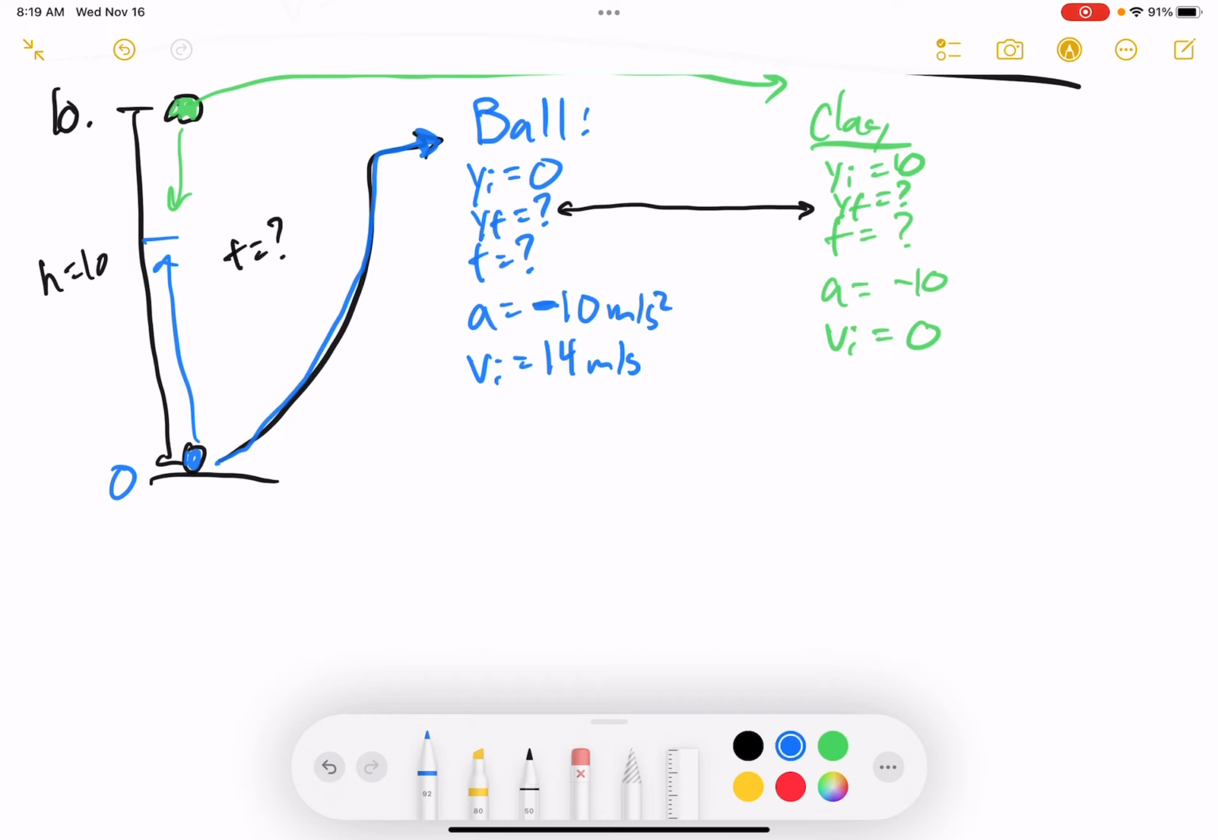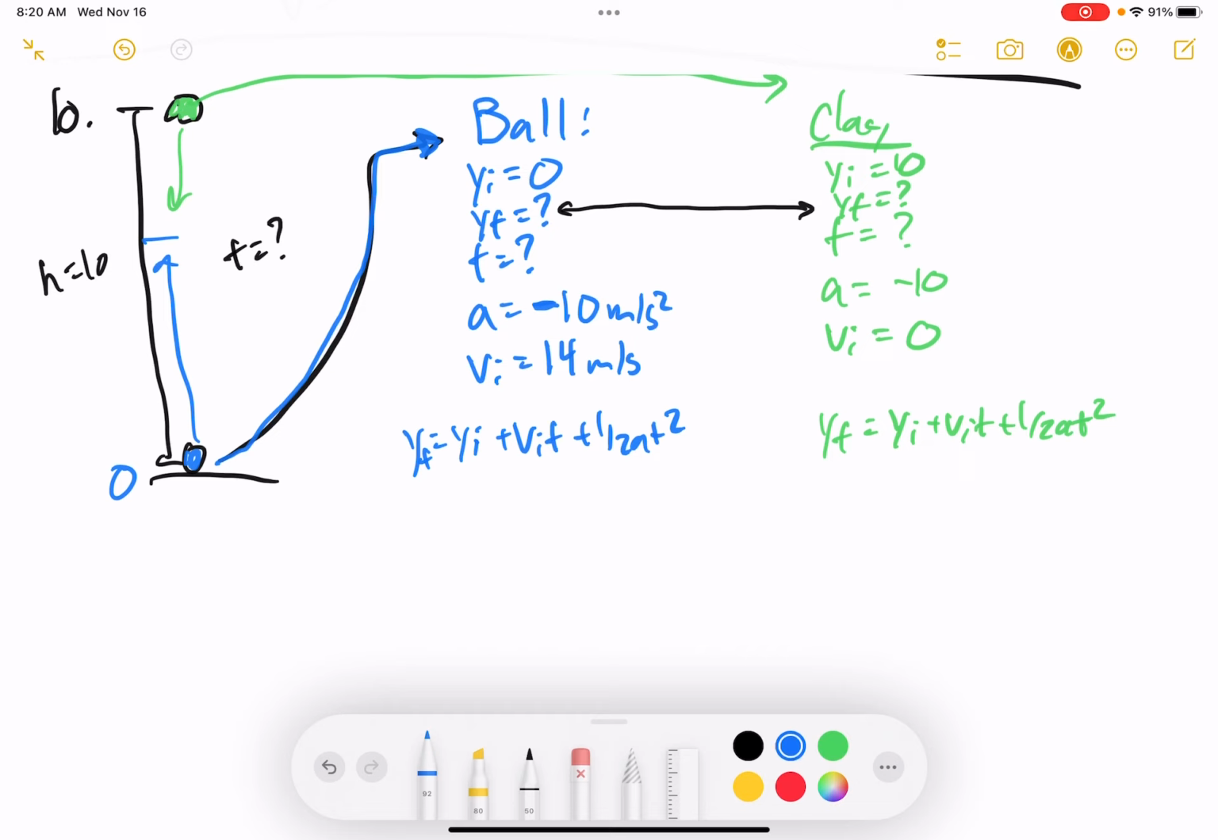So let's go ahead and write out an equation. I have yf equals yi plus vit plus 1/2 at squared. Remember, you can use naught or i, those are interchangeable. And then for the clay, I have yf equals the same formula, yi plus vit plus 1/2 at squared. Anytime you're trying to find where two objects are going to be at the same place at the same time, I would suggest using this formula. It's the formula that tells you where it's at, based on initial conditions.